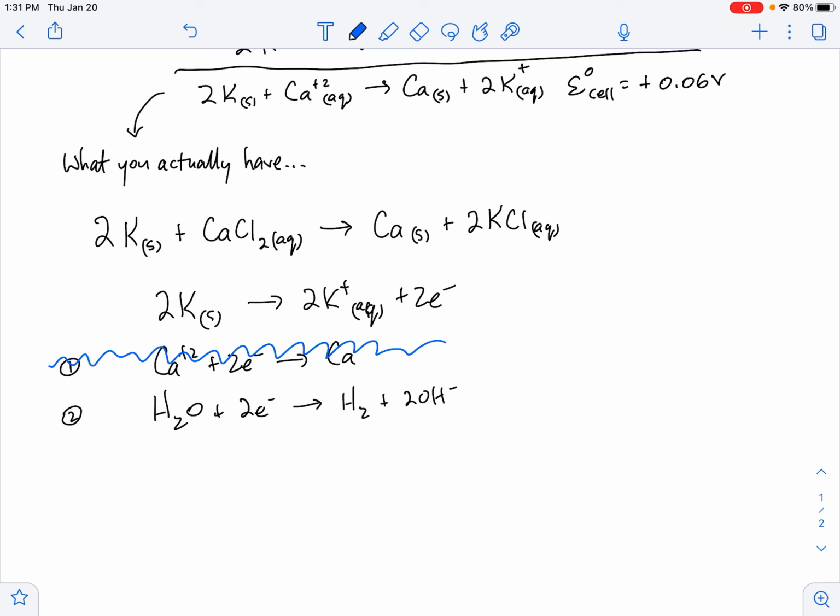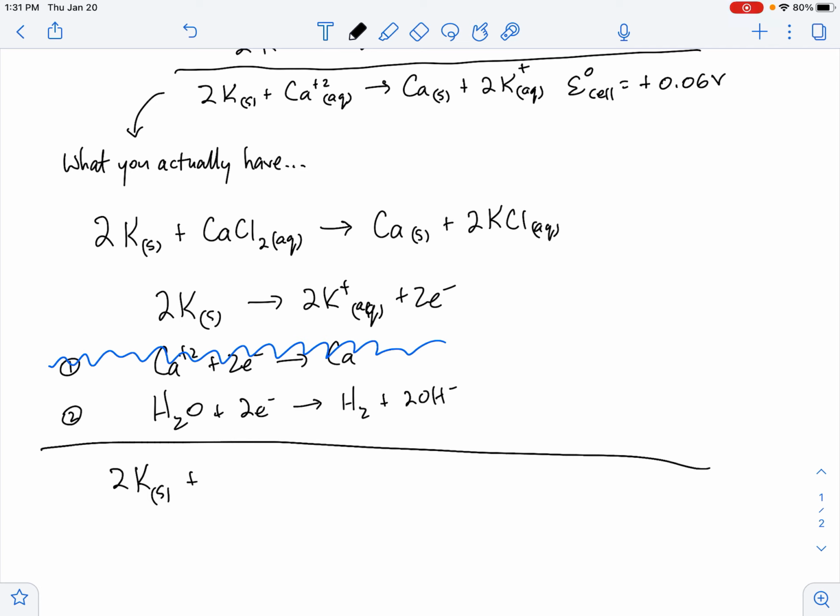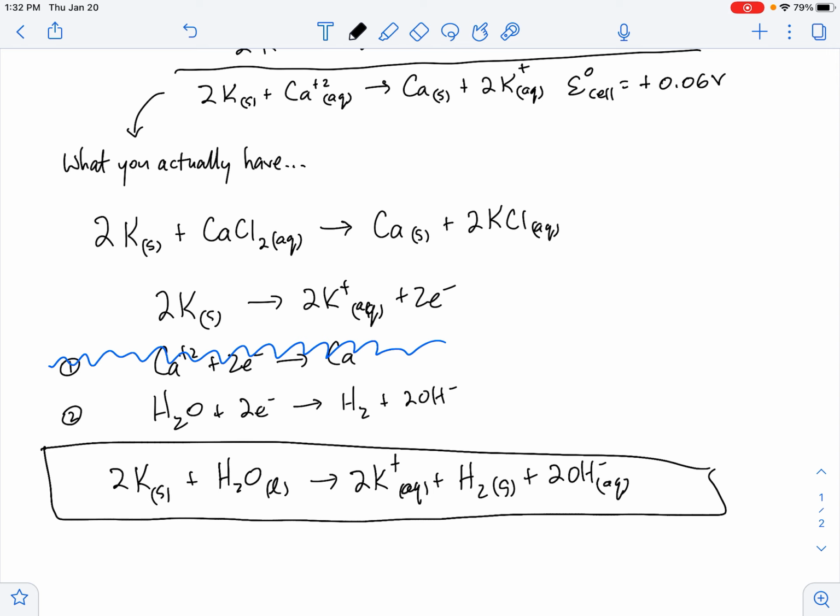But as an actual practical example, if I were to take potassium and throw it into a solution of calcium chloride, the calcium chloride won't react at all. The actual spontaneous reaction that will occur will be two potassiums thrown into some liquid water will produce 2 K pluses aqueous. H2 gas will bubble out of there, and then 2 hydroxides. Now you might write the 2 potassiums and the 2 hydroxides together as a formula and write them as 2 potassium hydroxides. Whatever, it doesn't really matter. But that's actually the reaction that would spontaneously occur.